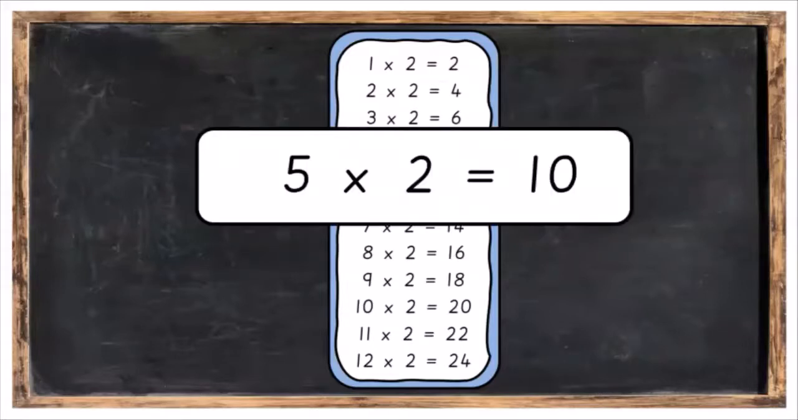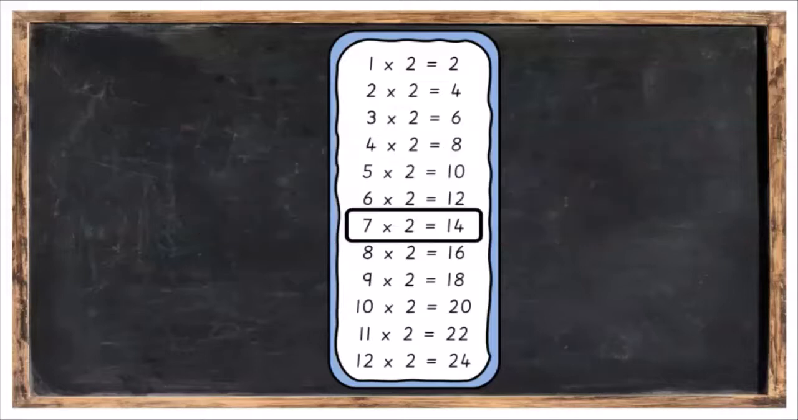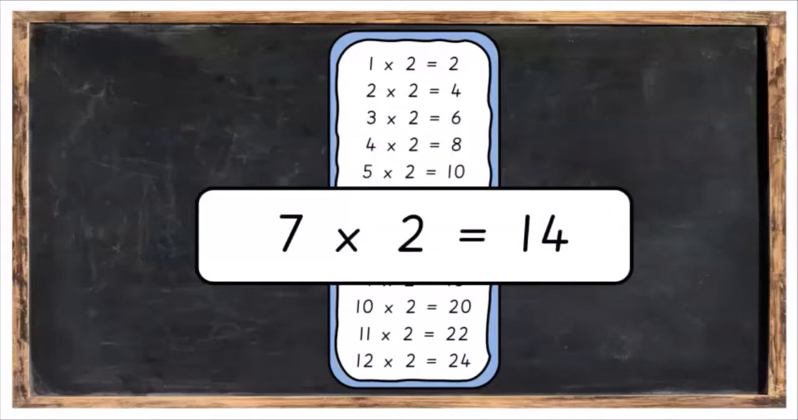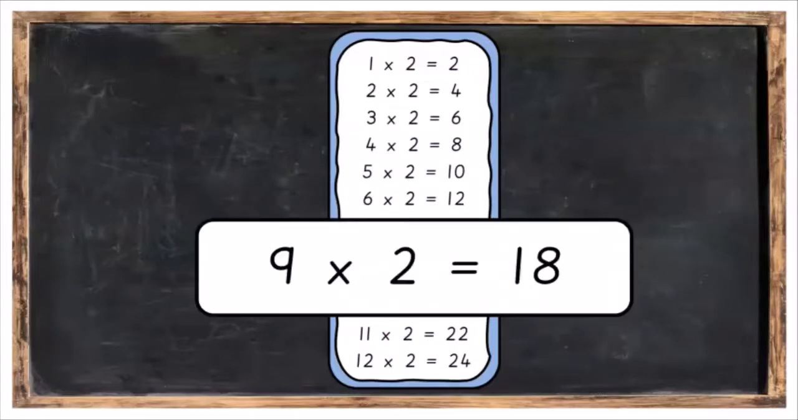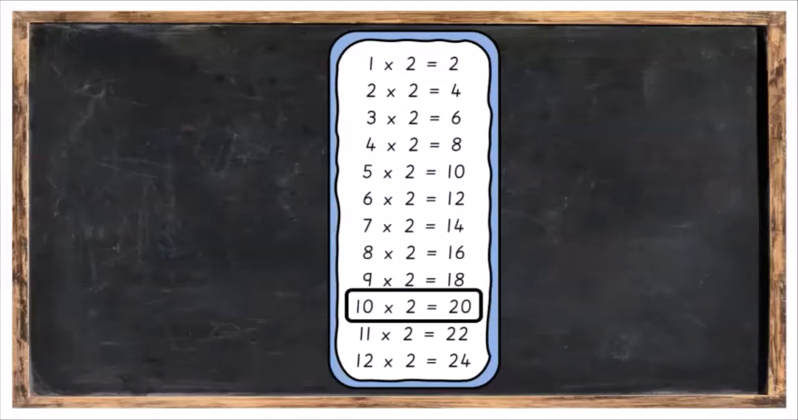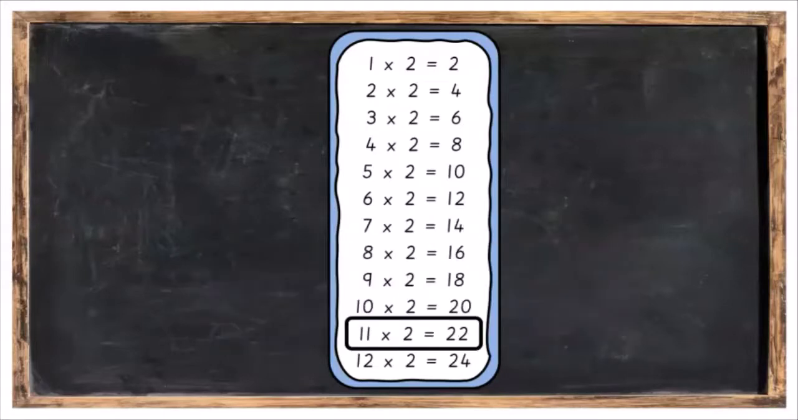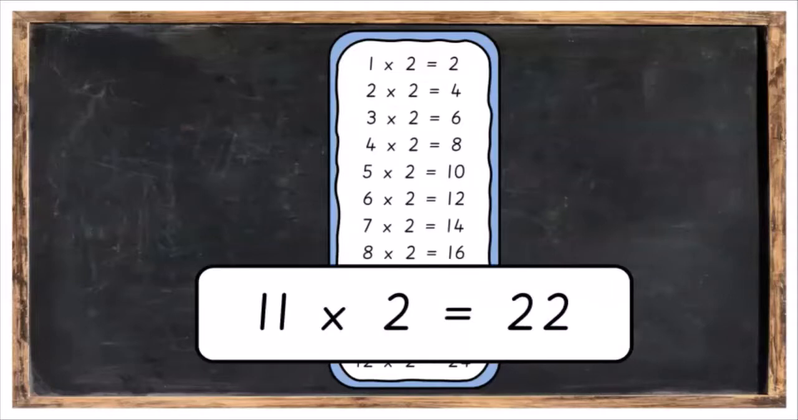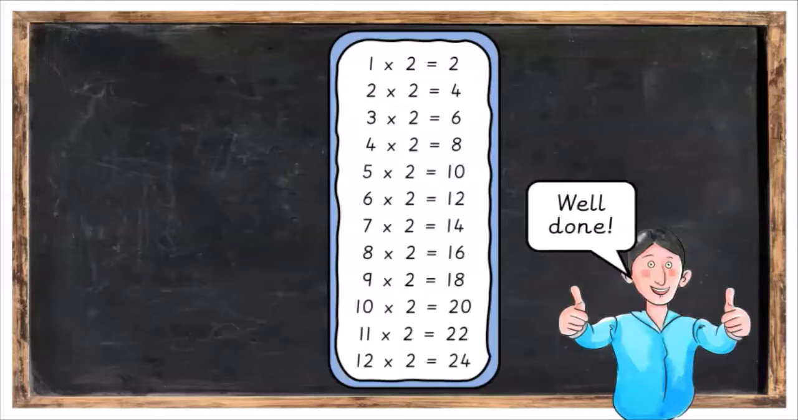5 2's are 10. 6 2's are 12. 7 2's are 14. 8 2's are 16. 9 2's are 18. 10 2's are 20. 11 2's are 22. And 12 2's are 24.